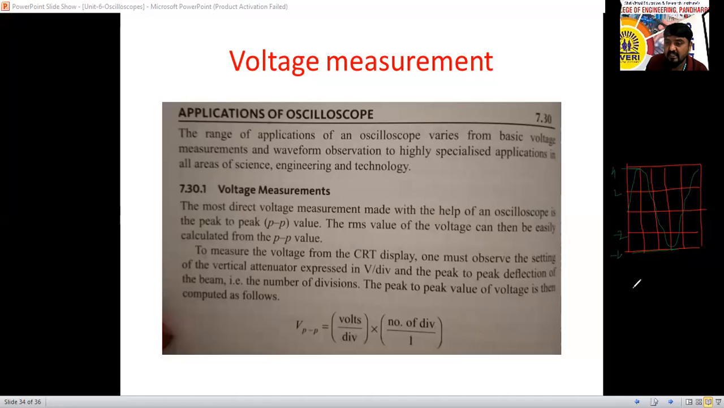How the peak to peak voltage should come as 8, I will tell you now. See here, one division is there. This is one division. One division voltage, how much have we considered? For one division, how much have we considered?